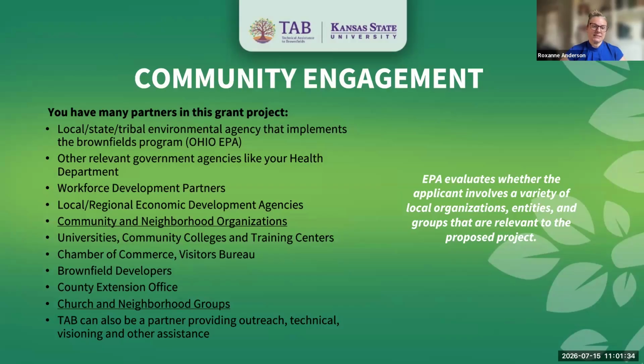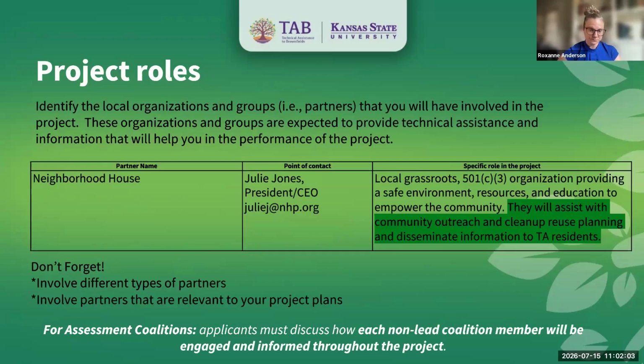Last year in FY26, EPA evaluated whether you involve a variety of local organizations, entities, and groups that are relevant to the project. And the key word here is relevant to the project. So don't collect partners like Pokemon just to make your application look impressive. Just think about your actual project and ask who needs to be at the table to make this successful. And if you need help with that, again, reach out to TAB or the state or any of your local partners.